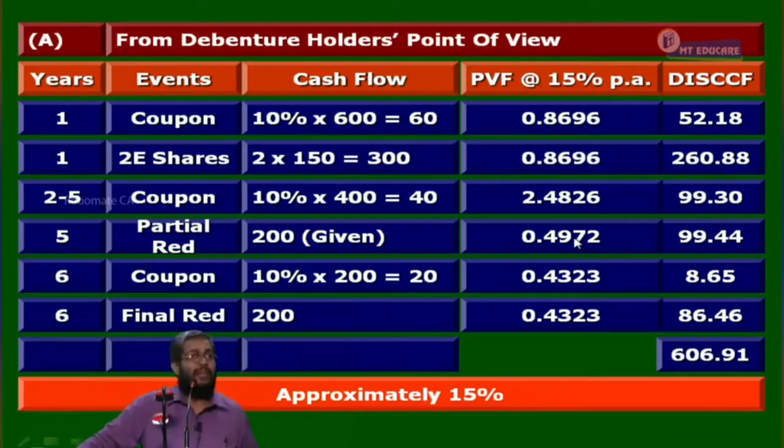Can I proceed? Now, please tell me, you are buying what bond? You are buying a convertible bond, paying 600 rupees. What the company gave you: first year, a coupon of 60; second year, 2 shares, which you feel are worth 300; years 2 to 5, a coupon of 40; 5th year, 200 redemption; 6th year, another 20 coupon and 200 redemption. These inflows, if I discount at around 15%, I get the bond price. That means from this convertible bond, I am earning a return of 15%. This is a return before paying tax, because the cash flows are all before tax cash flows, so the return I calculate is also a before tax return. Everybody, point number one, accept or not?